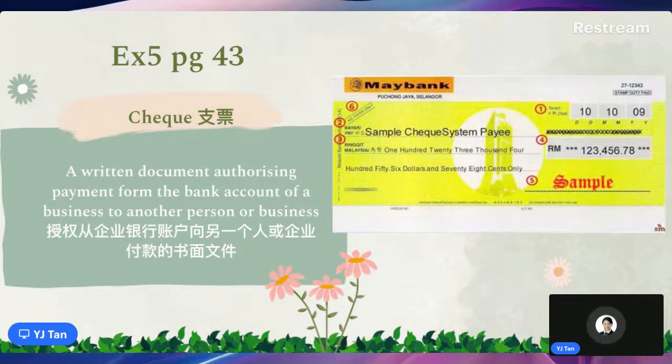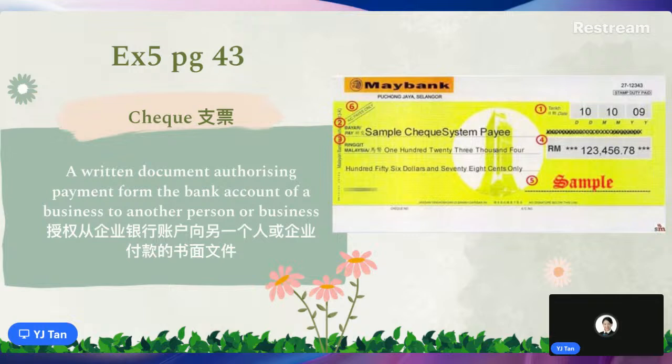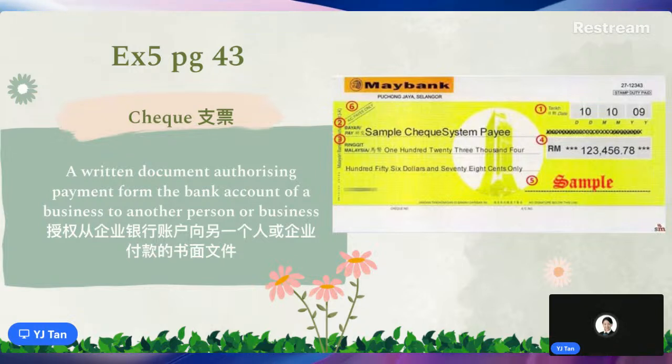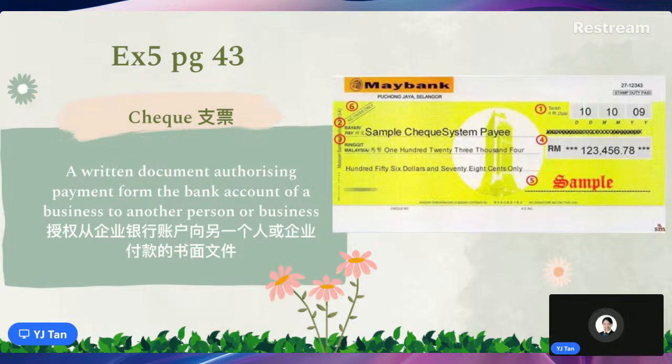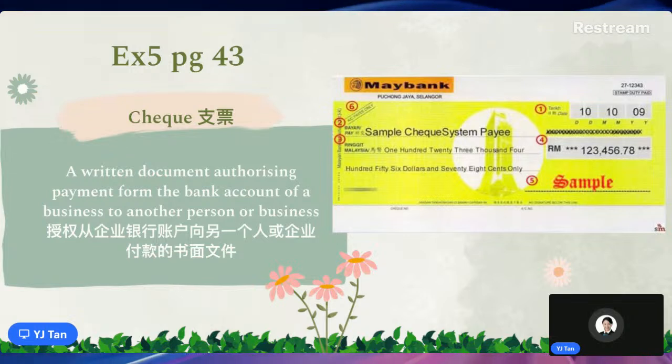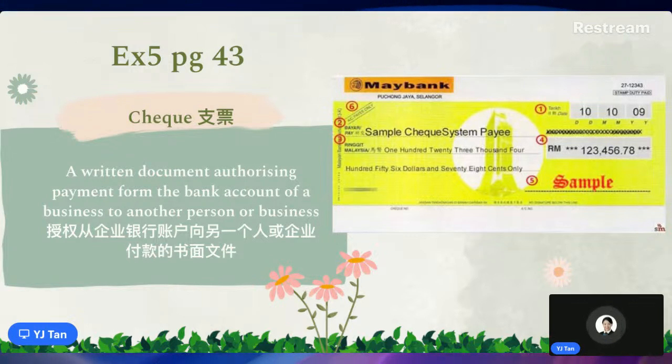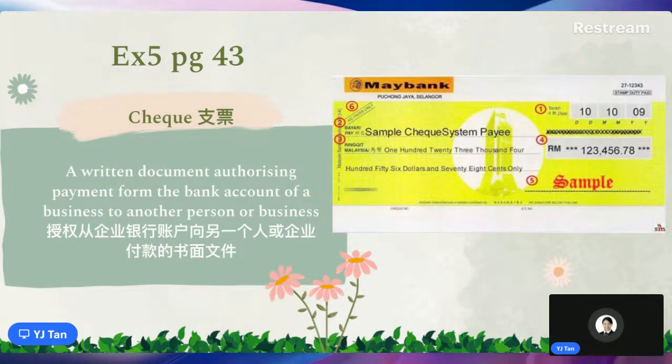So here is the example on the right. On the check, definitely there is a check number. Again, the reference number is very important. It will also indicate a date. The date normally is the date that the check issuer agrees to have the bank pay the receiver. That means pay to who, but the date indicates when.